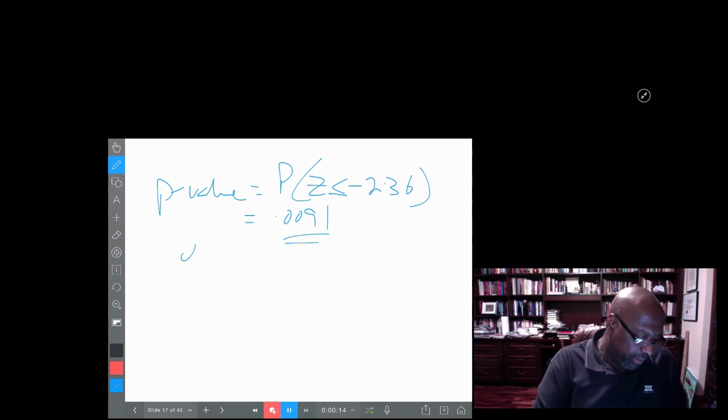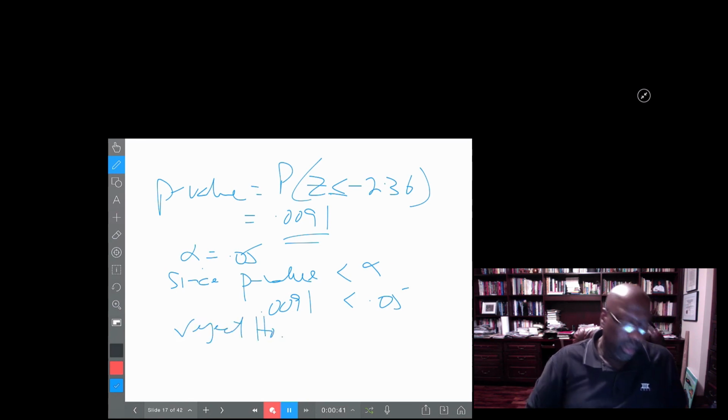And from the table, that's 0.0091. Right? So what was alpha? Alpha was 0.05. Cool? So then, the p-value rule is that the p-value must be less than alpha. Since 0.0091 is less than 0.05, we will reject H0. So if we reject H0 in this case, we have evidence that the true mean is less than 66, right?